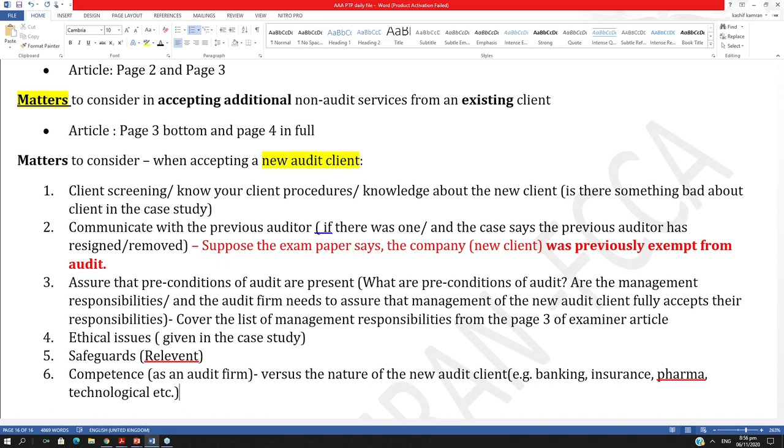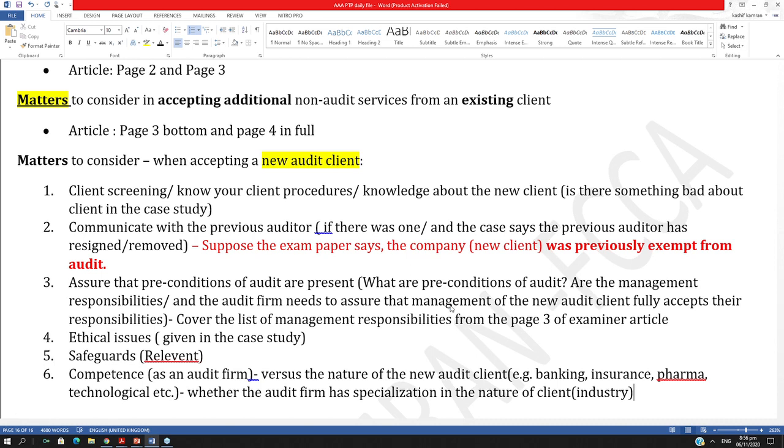So will you look at the nature of the client coming to you, and will you consider your competence as an audit firm versus the nature of the client? As an audit firm, do you have specialization? Will the audit firm ask themselves whether they have specialization in the nature of the client, or in the nature of the industry? Whether the audit firm has industry know-how, or industry specialization, or has ever done an audit of this industry before? If they have, then that's wonderful. So will the audit firm consider its competence versus the industry of the new client, and ask whether they are competent in that industry or not? Is point number 6 clear to everyone?